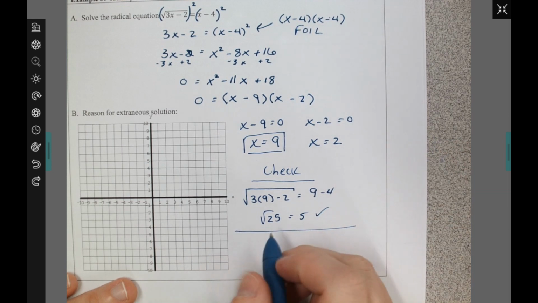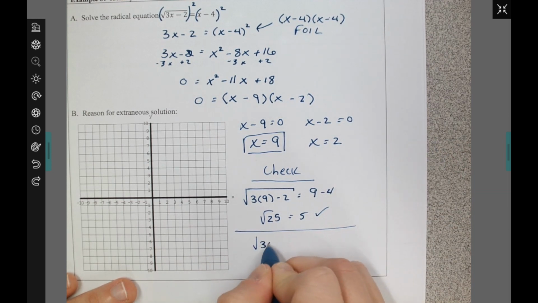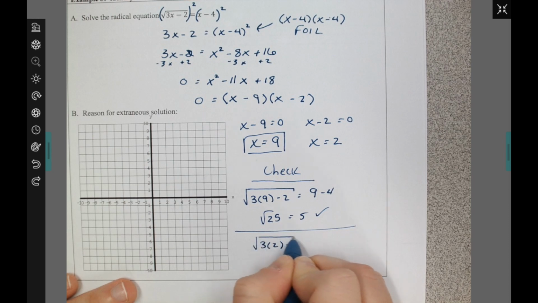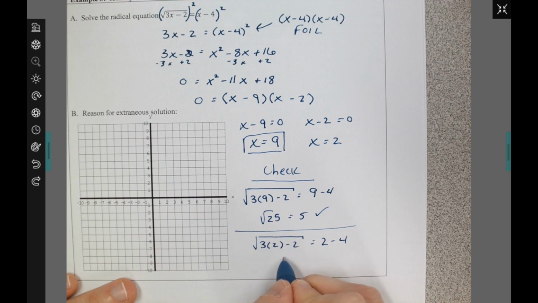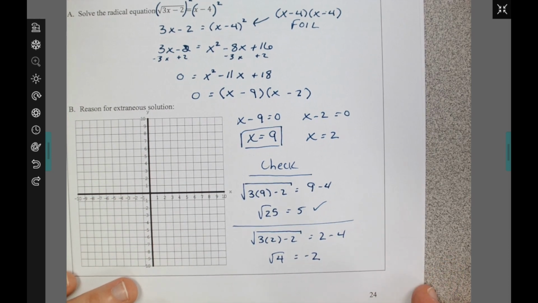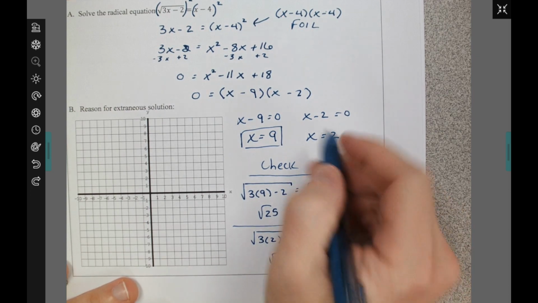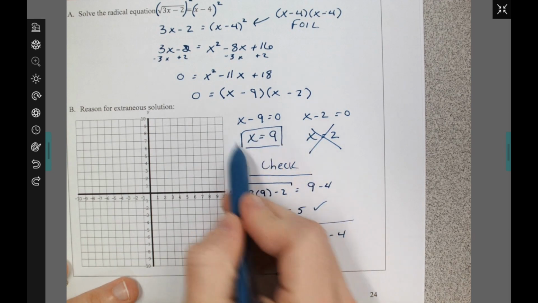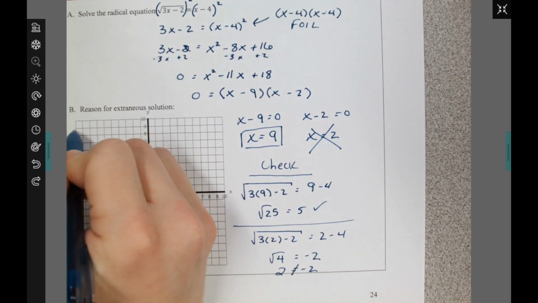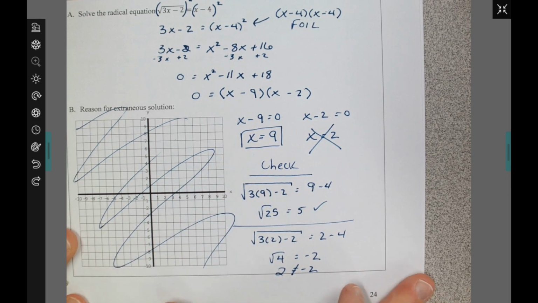X equals 2. Go ahead, plug that in. Square root of 3 times 2 minus 2 equals 2 minus 4. 3 times 2 is 6, minus 2 is 4, so I get the square root of 4 equals negative 2. Does the square root of 4 ever equal negative 2? What's the square root of 4? Square root of 4 is 2. That does not equal negative 2. So since it does not, we get rid of x equals 2, and that would be the extraneous solution. My only solution that actually works out is x equals 9. And we're not going to worry about the graphing of that this year.